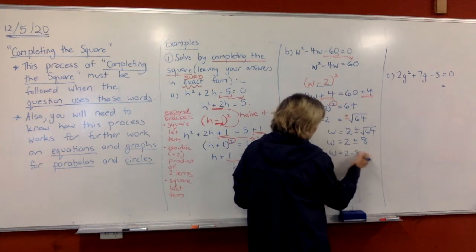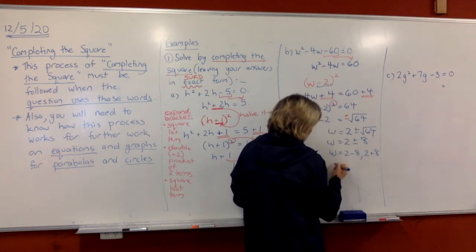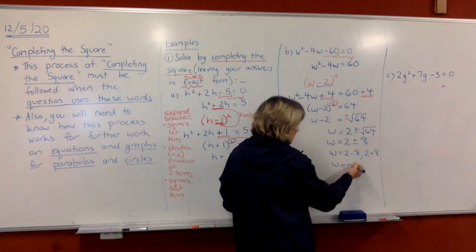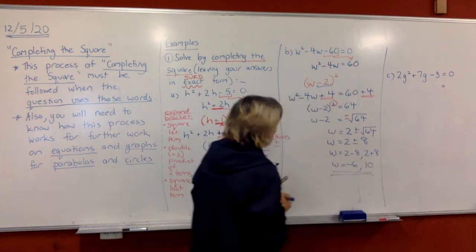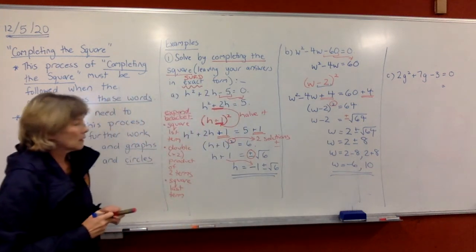Split these two up. And let's work out what they are. 2 minus 8 is -6. And 2 plus 8 is 10. Our two answers are W equals -6 and 10.